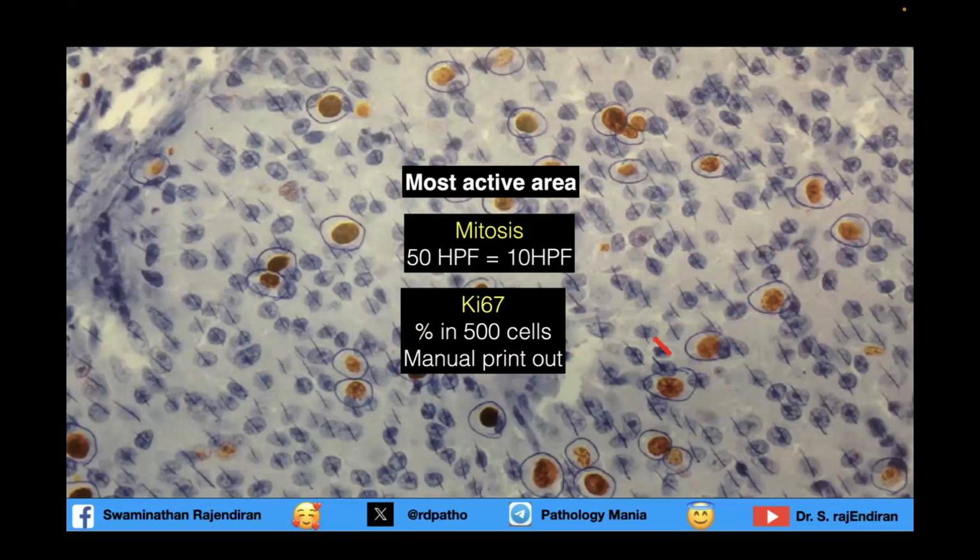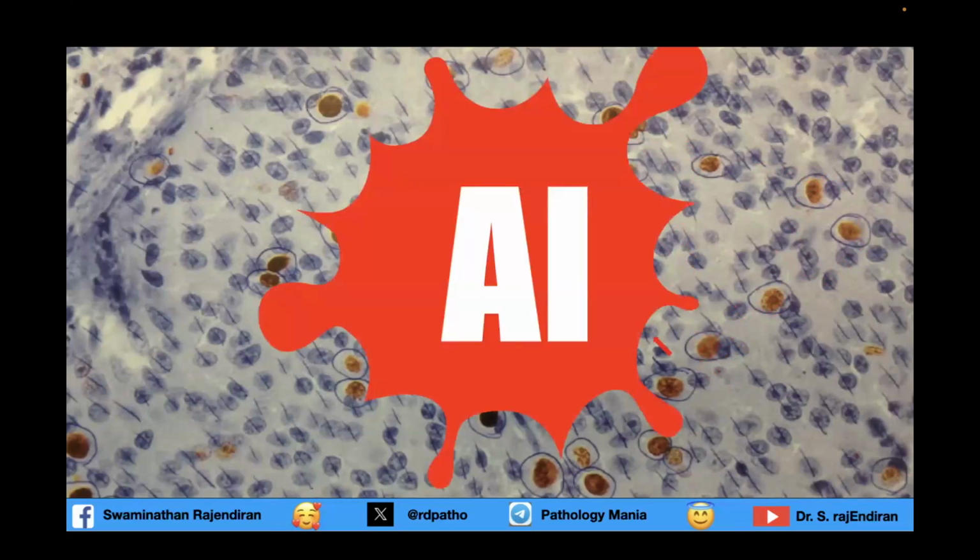It is very cumbersome to do it manually, and artificial intelligence is going to help you wherever you are counting. For example, HER2 scoring, ER/PR scoring, Ki67 scoring. In a couple of years, artificial intelligence will be of great help. Western countries have already started doing it. Probably in 5-6 years time in India, we will be doing artificial intelligence in all the quantitative pathology.